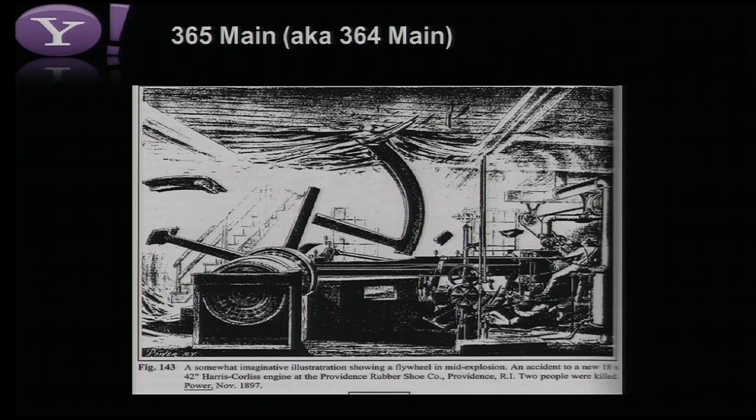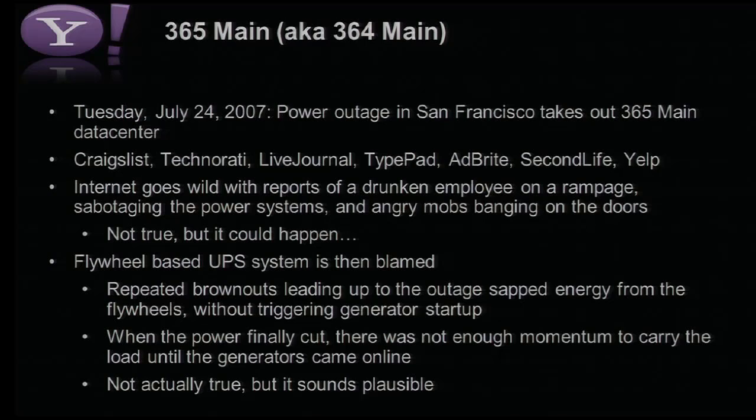365 Main. This is another sort of UPS failure. 365 Main liked to brag about their fancy flywheel UPS systems and their 365 days a year of uptime, until they went down for a day. And now we call them 364 Main. A lot of known names were affected: Craigslist, Technorati, LiveJournal, TypePad, AdBright, and it keeps going.